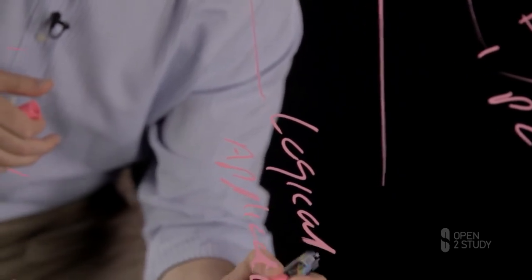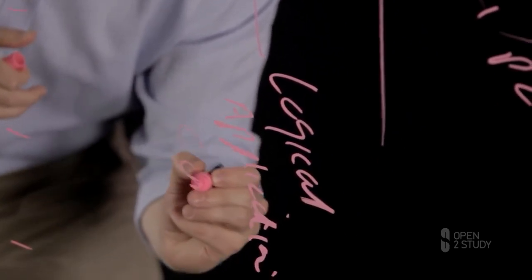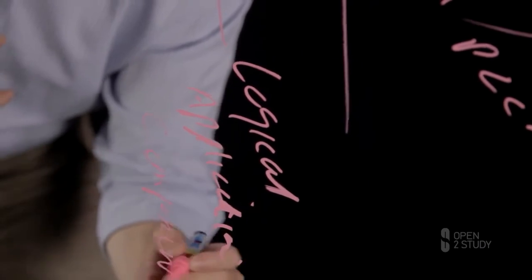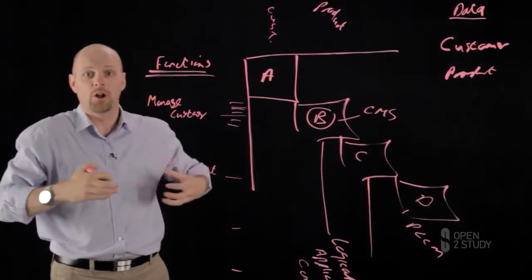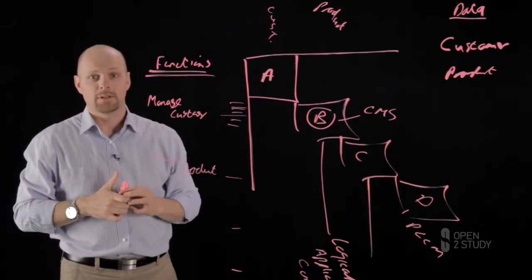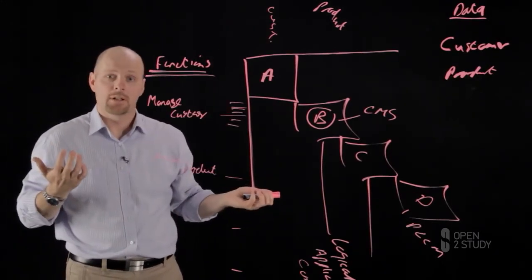application component. And that's in your meta model as well that we introduced in module 1. It's a logical application component. It's a logical grouping of like activities. And that makes up your application architecture.